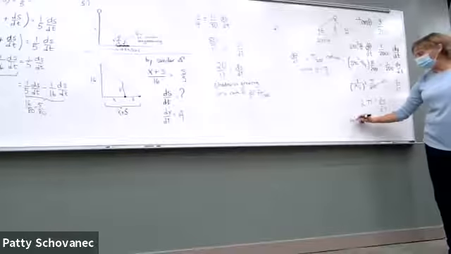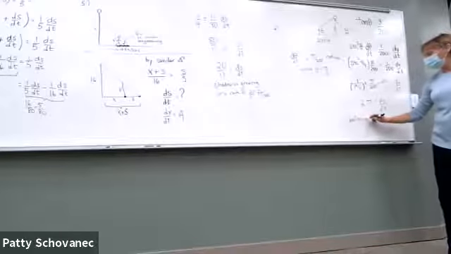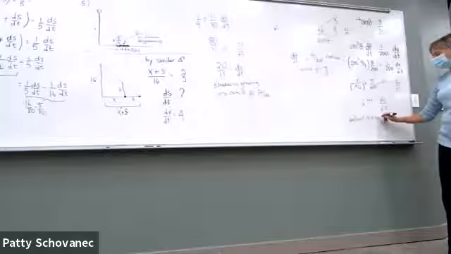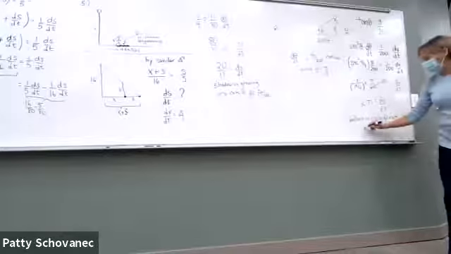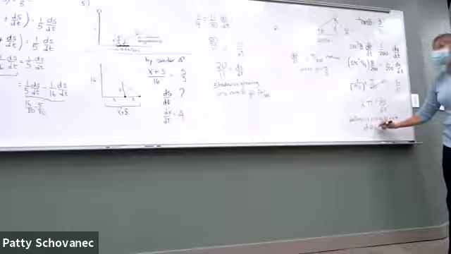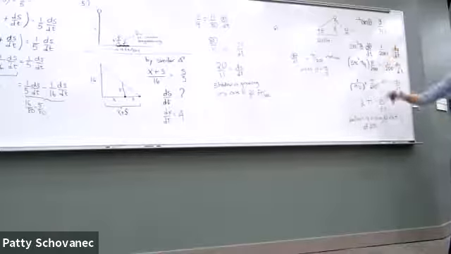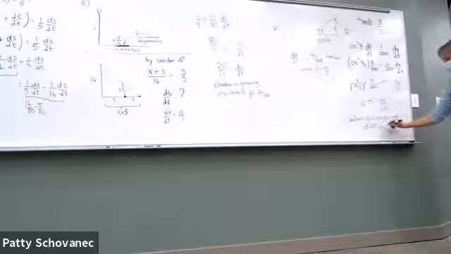So the balloon is rising at a rate of 2 pi feet per second, about 6 feet a second. Okay.